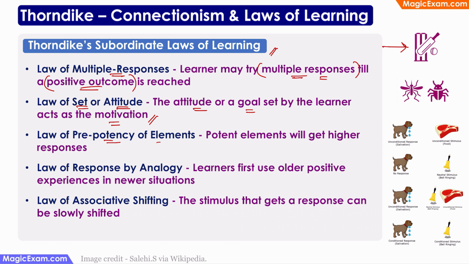Law of prepotency of element says that the potent elements will get a higher response. So the most potent element will get the highest response. So potent element means a strong stimuli. So the strongest stimuli will get the maximum response.